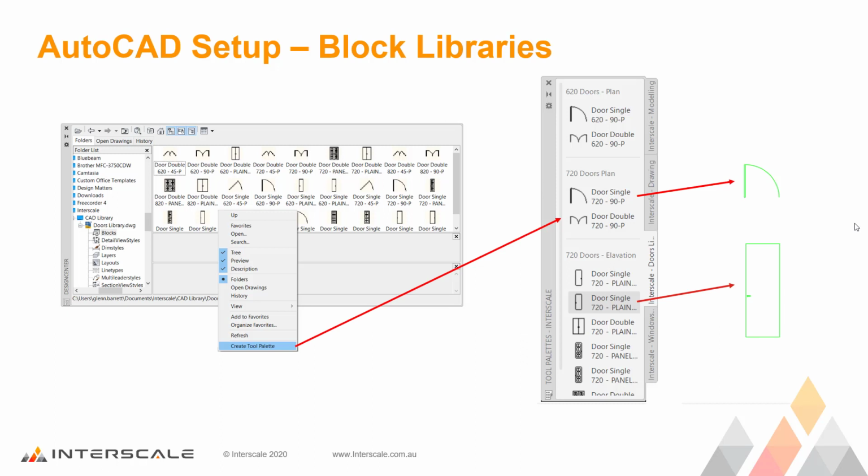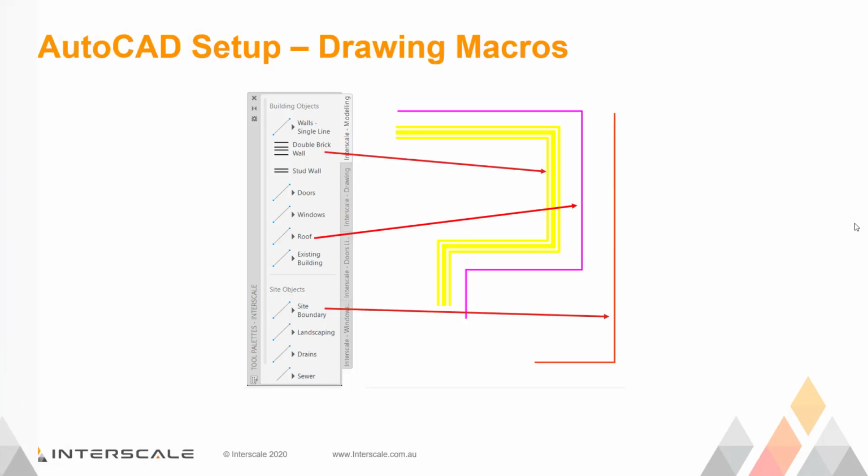Set up your tool palettes to not only give you quick and easy access to your block libraries, but set up layers to be automatically set when blocks are inserted. Set up a tab to enable users to quickly draw objects using specific commands on the correct layers. Use menu macros where required.